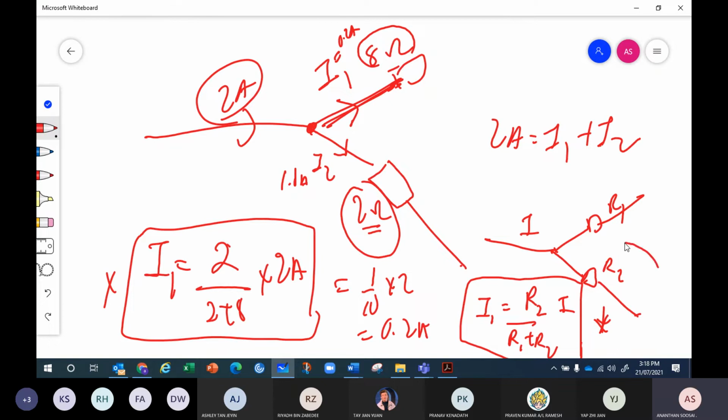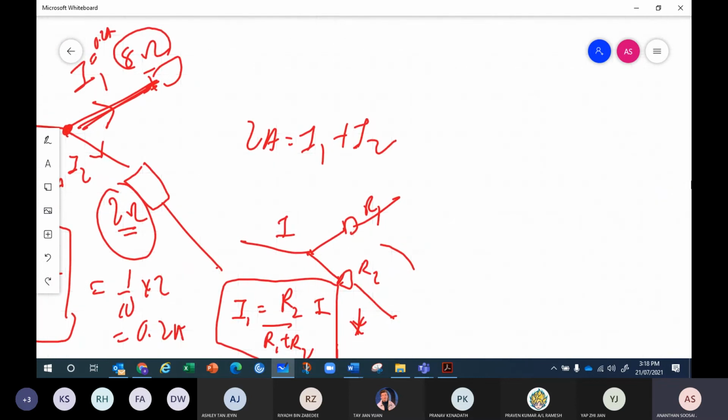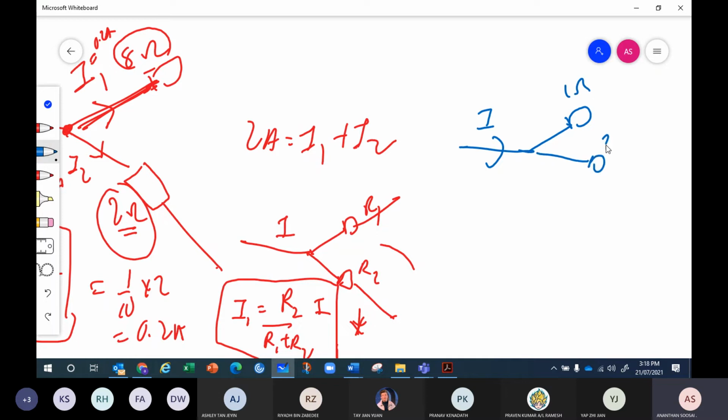Sometimes they give 3 branches. For example, they say current I flows into 1 ohm, 2 ohm, and let's say this is 4 ohm. They're asking how much current flows across the 1 ohm. If you've got more than 2 branches, the technique I told you earlier only works for 2 branches.